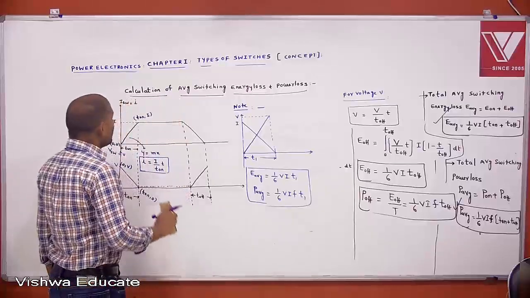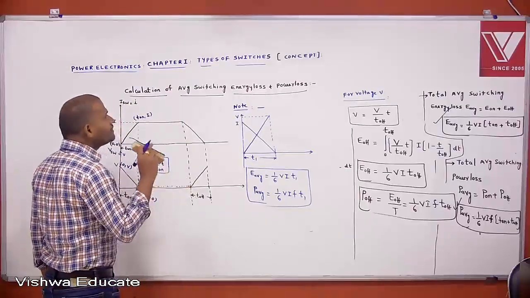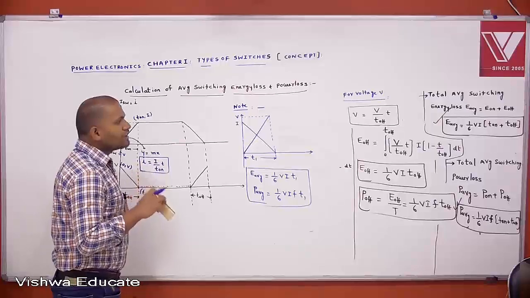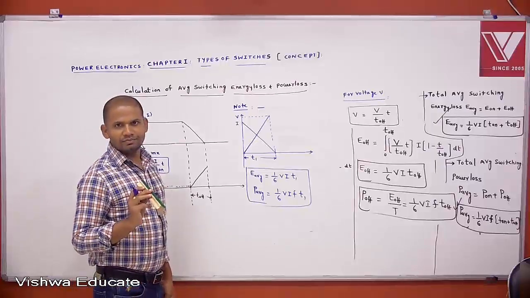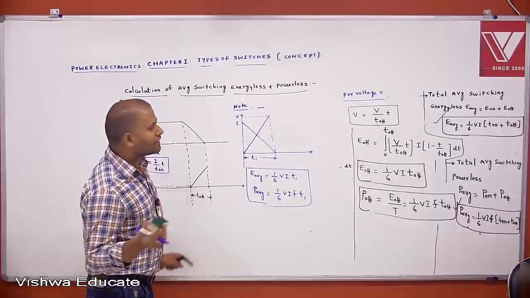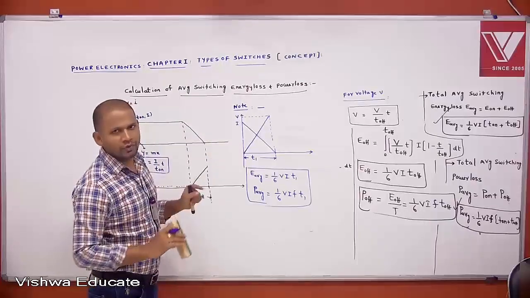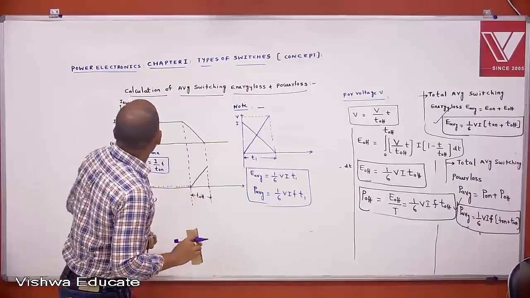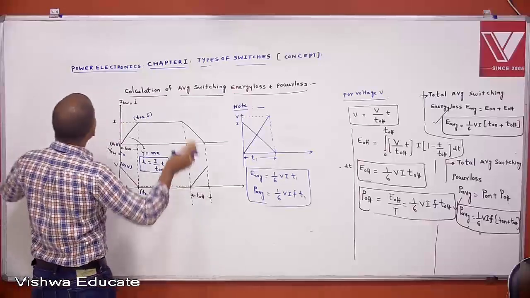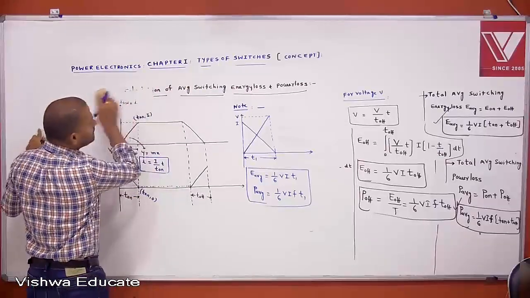This is the calculation of average switching energy loss and average switching power loss for a given characteristic. This is the only concept I explained. Based on this, how to solve the problems, later on we'll see. Now this is the concept of calculating the average energy loss and power loss.